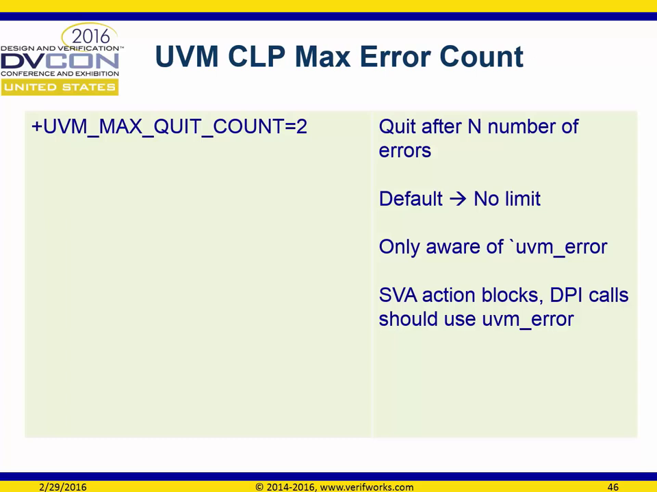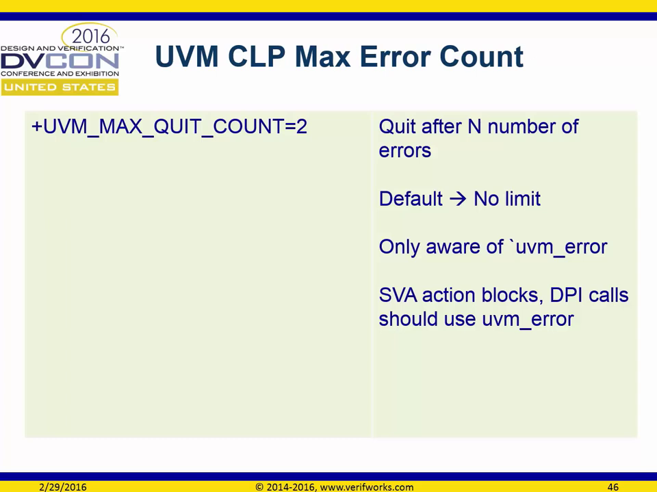What you can do is pass this additional command line to your simulation. The processor will pick that up, and it will quit the sim after this number. Here it says 2, but you can give technically any number. The default is no limit. It's only aware of UVM_ERROR.